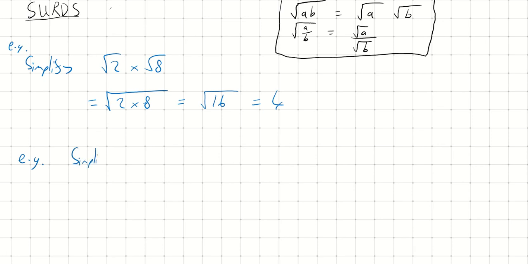Another example, simplify root 90 divided by root 10. Well, now we're going to use the second rule, the root a over b rule. Root 90 over root 10 is the same as the root of 90 over 10, which is the root of 90 divided by 10, which is 9. The square root of 9 is 3.